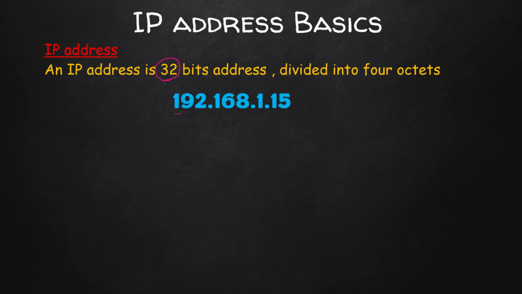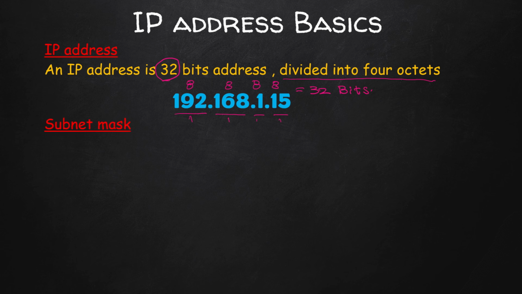Here the first part is 192, then 168, then 1, and then 15. Each of these is divided with a dot. That's why we say an IP address is divided into 4 octets. This is one octet, this is another octet, and so on. So 4 octets are available in an IP address, and it is 32-bit. The first octet contains 8 bits, the second octet 8 bits, the third 8 bits, the fourth 8 bits, and when you add all these four 8-bit groups, it equals 32. That's why it is called 32 bits.